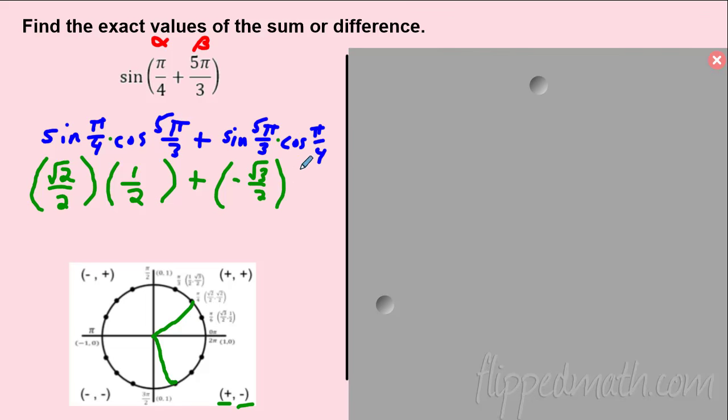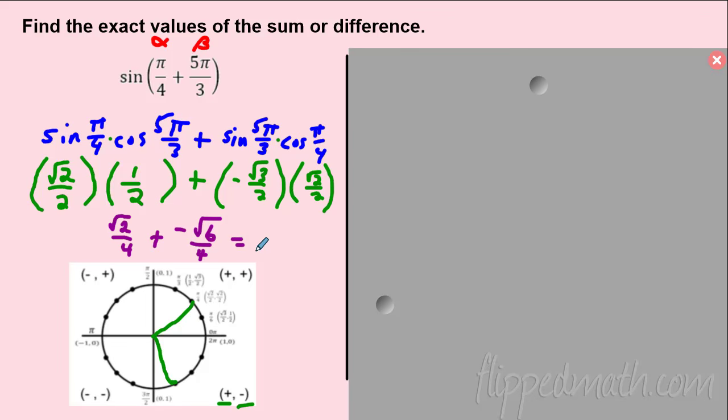Awesome. Then the cosine of pi over 4 is also radical 2 over 2. So hopefully our unit circle is getting pretty awesome by now. We're using it so much, it's getting pretty smooth. Let's multiply these together. What do we get? Multiply across the top, we get radical 2 over 4. And we're going to add that to what? Multiply those together, this actually turns into a negative. Radical 3 times 2 is negative radical 6 over 4.